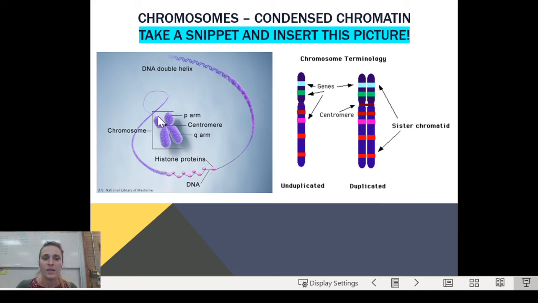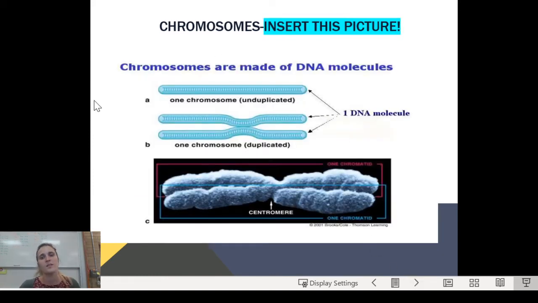So one side is one chromatid and one side is another chromatid. It's not top and bottom. It's like left side and right side. Those chromatids get stuck together like this. Okay, so this side is one chromatid, this side is another chromatid, and where they touch in the middle is that centromere.